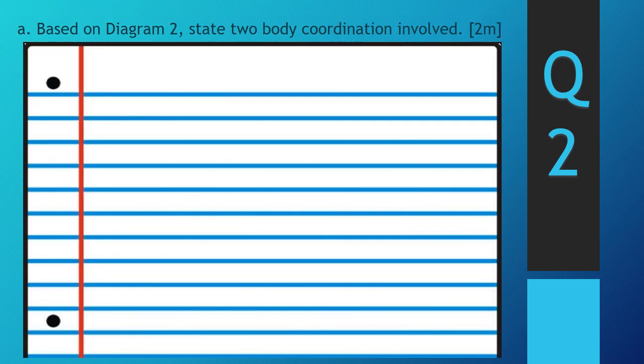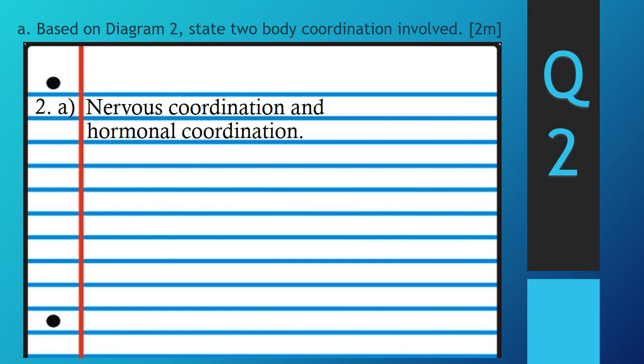For an essay question, students should use the additional sheet that is provided during the examination. Well, to answer the first question, 2A, state two body coordination involved. First, please don't forget to write the question number. Let's say 2A. Then, finally, write the key points of your answer. So, the two body coordination involved in these panic situations are nervous coordination and hormonal coordination.